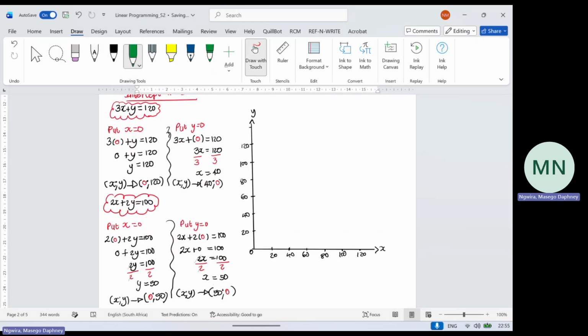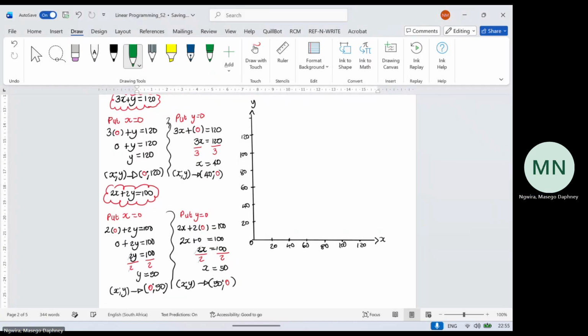So that's what we're going to do. I'm going to use a green color. So I'm going to put a dot here. I'm going to put a dot here. And then x is 40. I'm going to put a dot here. And then you join the two points. It's just a straight line.